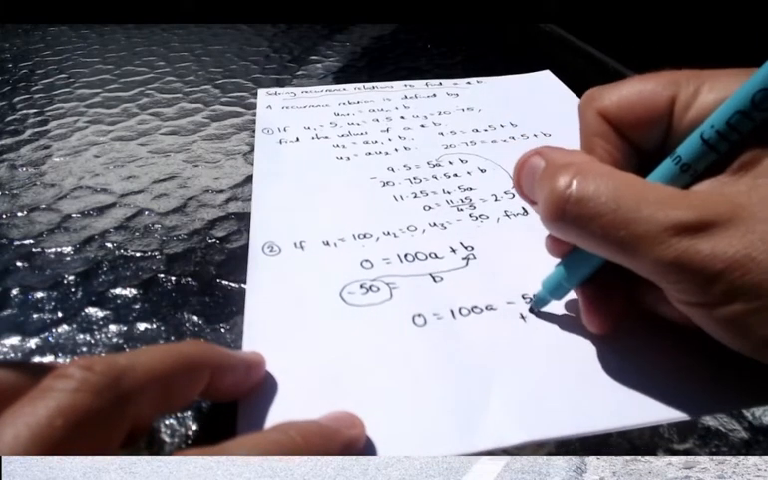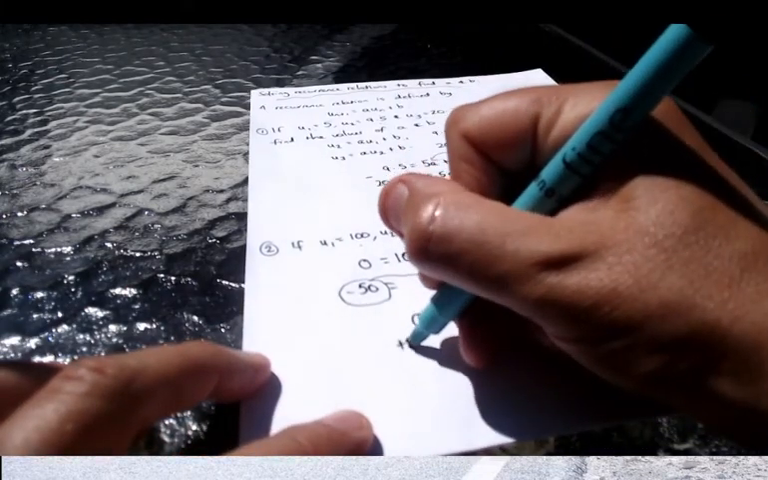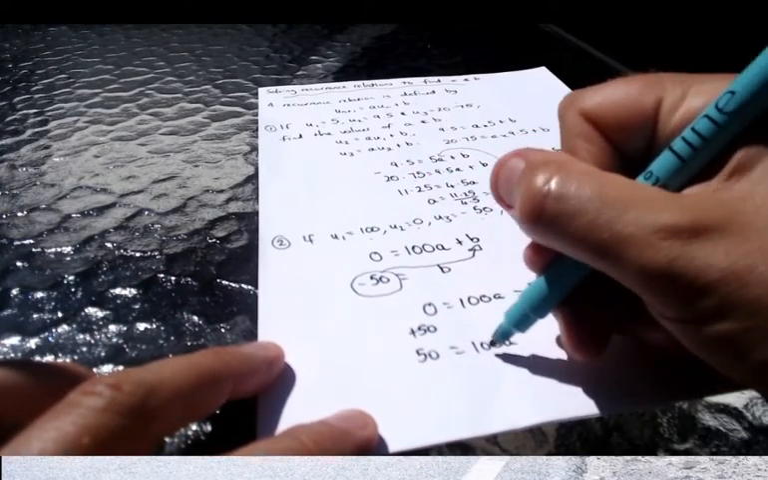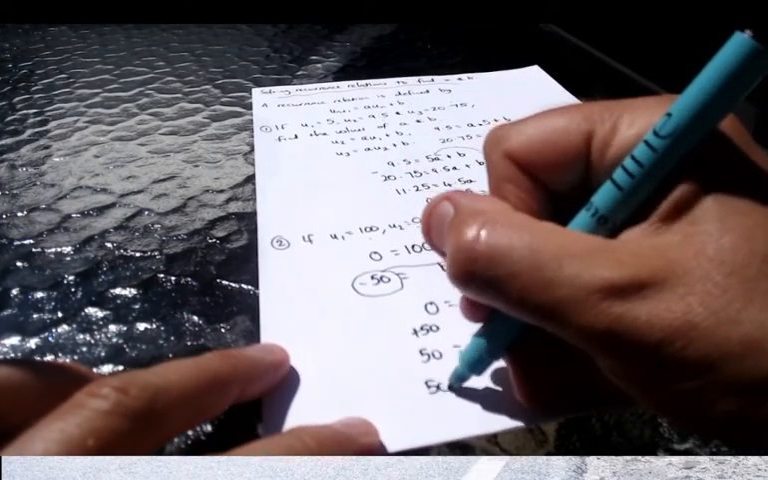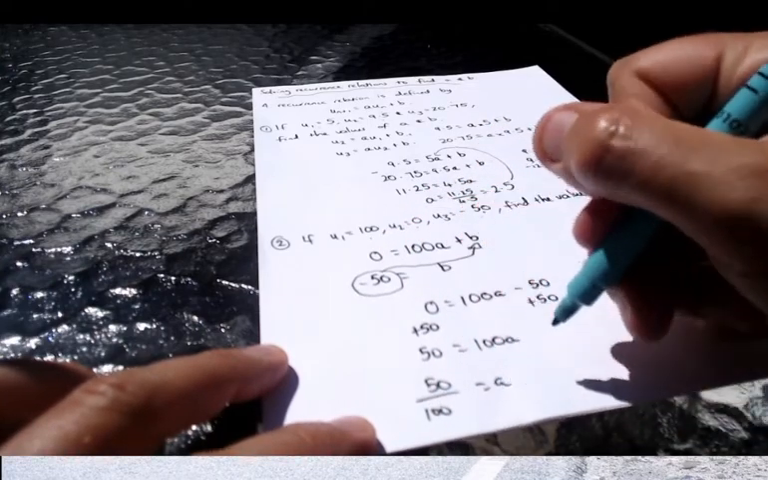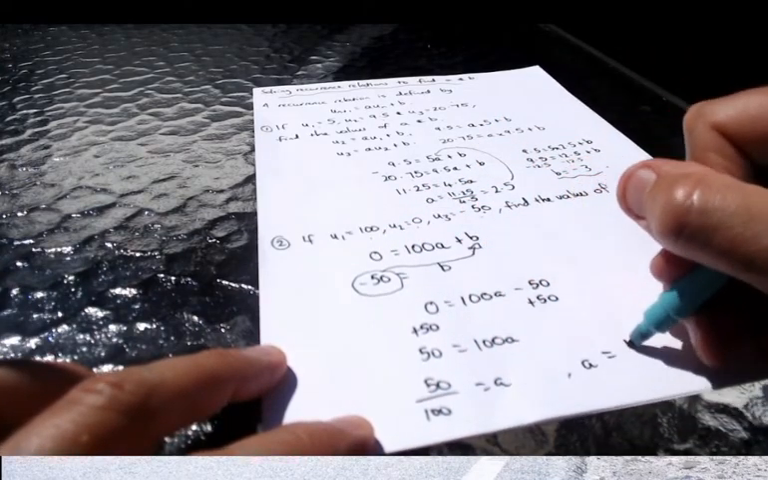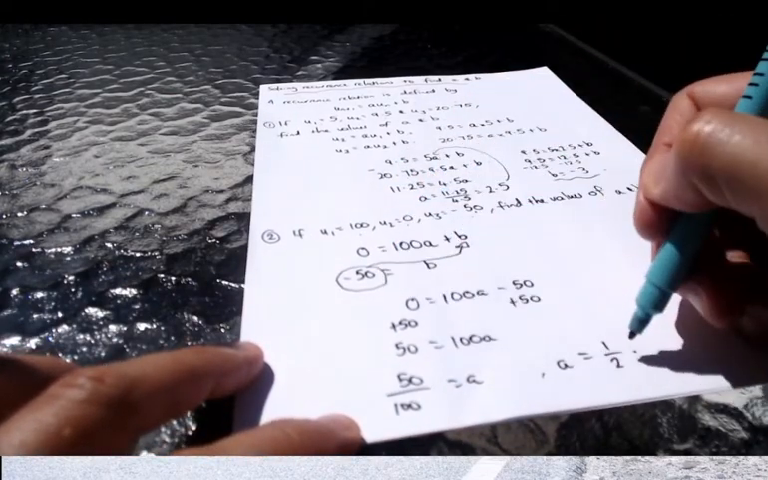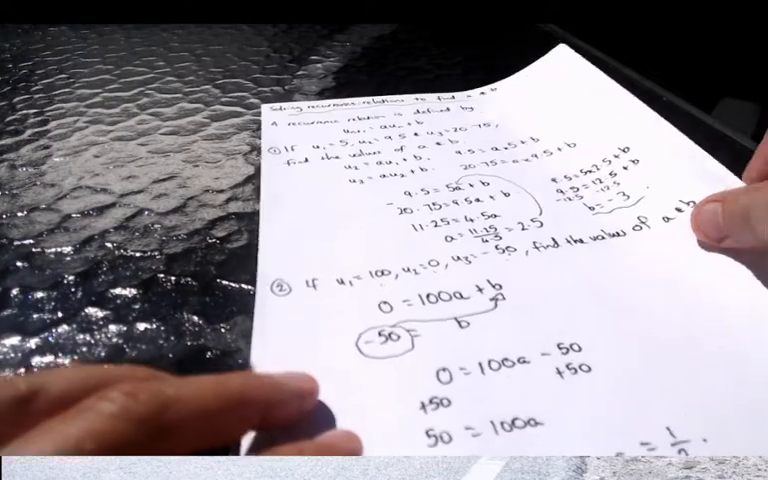I will add the 50 to both sides. So 50 will equal 100A. I'll divide by the 100. So A works out to be a half. So we've got B is minus 50, A is a half, and we're all done.